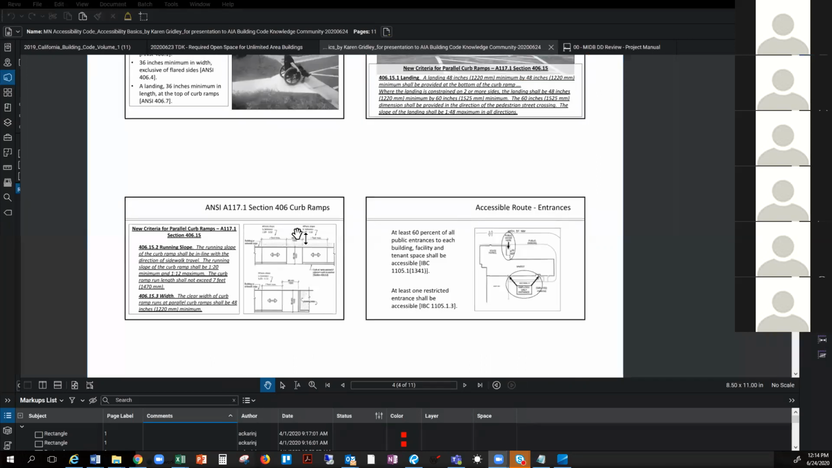Curved ramps, obviously you have conditions where you're dealing with exterior conditions and you're trying to meet the slopes that are required to go from an accessible parking space to the public entrance, or to the main entrance rather. And you can see the provisions where we're talking about the 60% of your entrances needing to be accessible and what that could mean. And there are some good examples here of that.